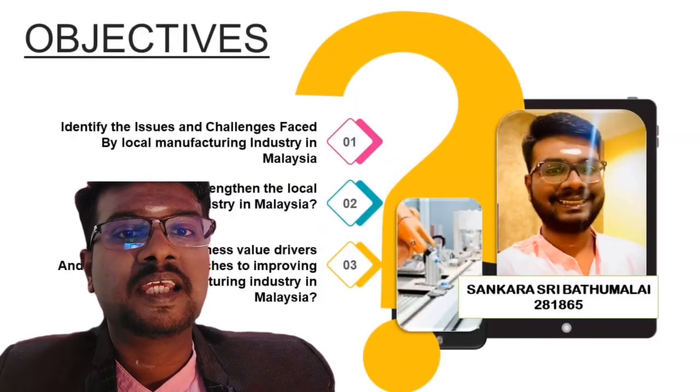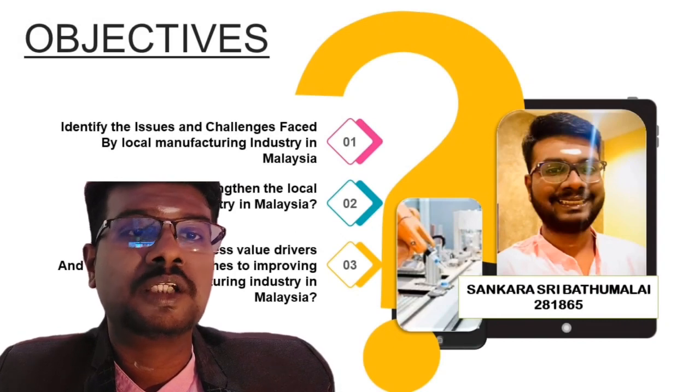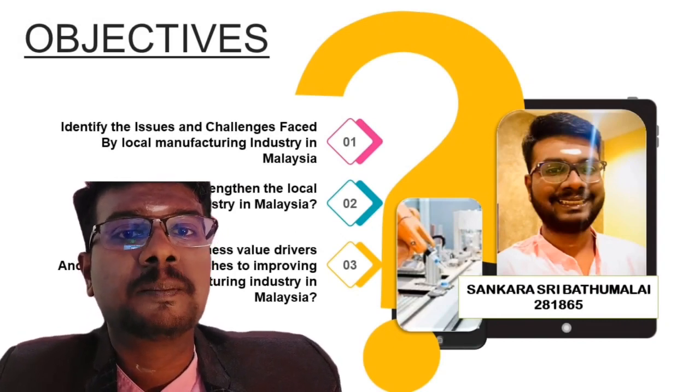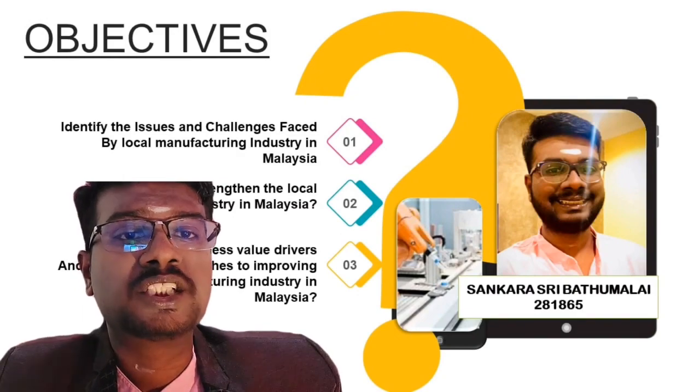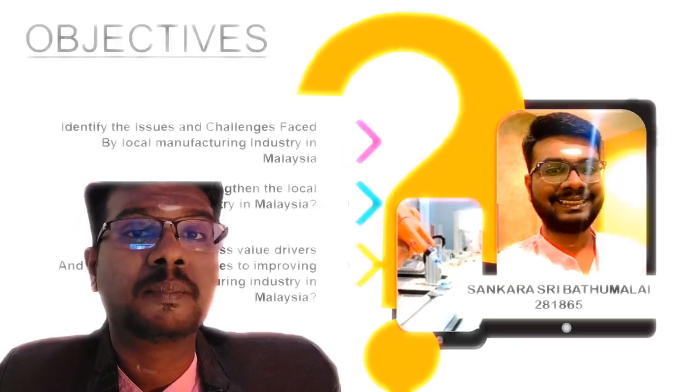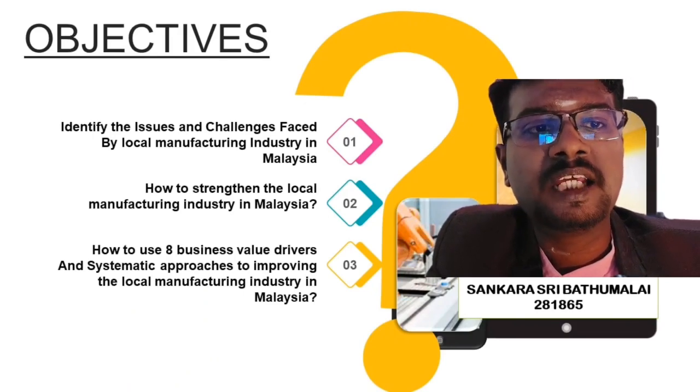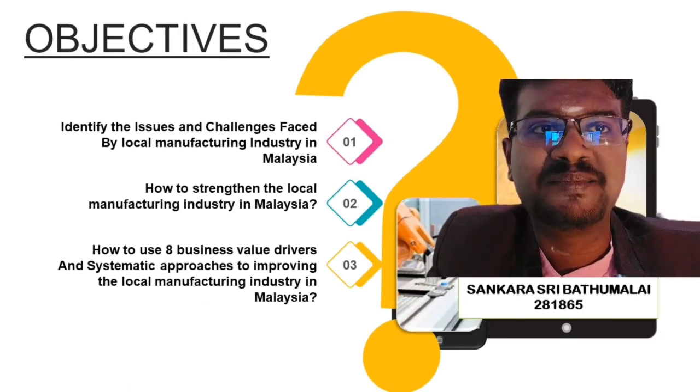Let me start by giving you some clear information about the objective of a project. Objective is to describe the purpose and aim of the project, which give more detailed information than the project scope. Let's move on to the objective of our project. First objective is to identify the issues and the challenges that are faced by our local manufacturing industry in Malaysia.